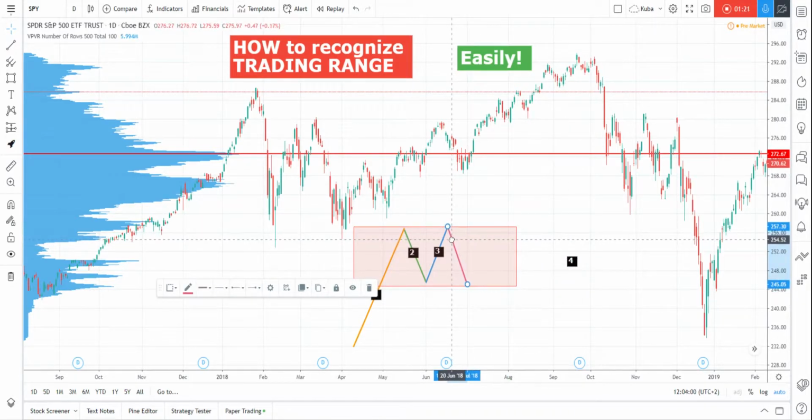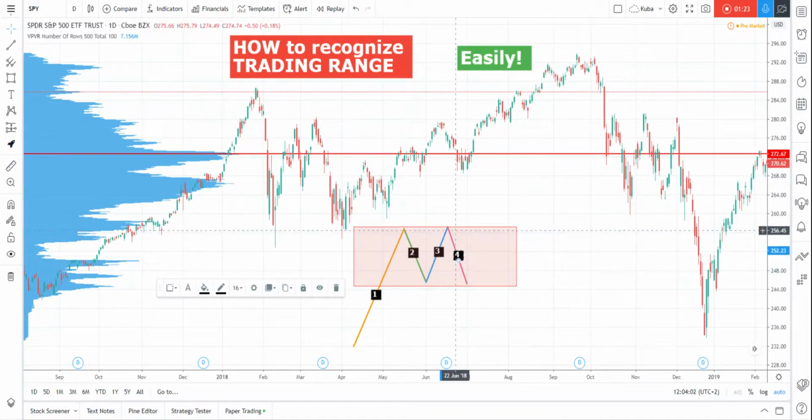The fourth move creates the high, this high. We have two highs here. And then we have value area. This is a very strong resistance level, the upper edge of the trading range. And this is the lower edge, a very strong support level. So we need four legs. It's something like the letter N, okay?